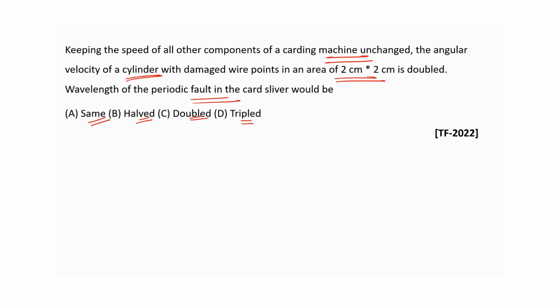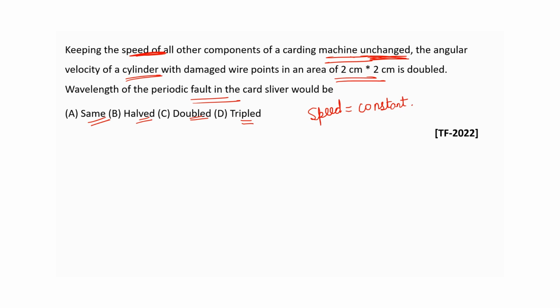So this is a typical 2-mark question, and that is a numerical type of question from the yarn manufacturing process, that is carding machine. So in this type of questions, you need to find what is given and what is asked. Just write all these things. So in this question, it is given that the speed of a carding machine remains unchanged. That means it is constant. So speed remains constant.